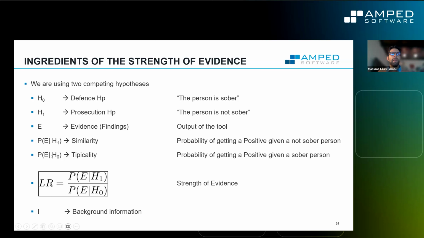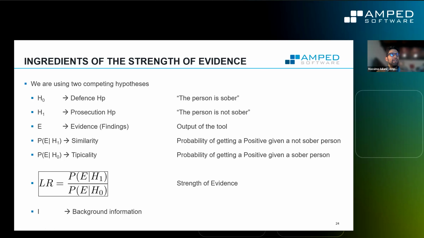Then we have these two important ingredients. The first is the probability of the evidence under the first hypothesis. So let's translate into the example. It is the probability of getting a positive if you are drunk. And the other is the probability of getting a positive if you are not drunk. So these two parameters can be estimated with the tool because we have them. You remember 1%, 99% and 2%. When we compute the ratio between these two values, we achieve the so-called strength of evidence, the likelihood ratio. And then we have another piece, the background information, that we can leave apart for now because in most cases it is not available. So this likelihood ratio is the key point of the strength of evidence.